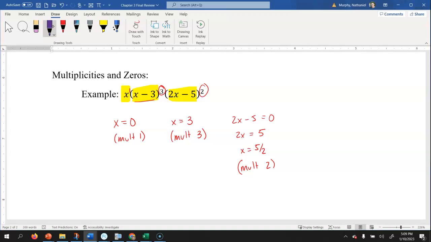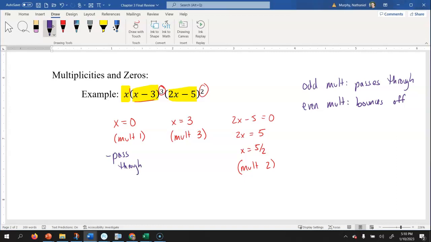Remember, if it's an odd multiplicity, so this you can put in your notes, the graph is going to pass through the point. If it's an even multiplicity, it bounces off that point. So let's look at each of these. So the multiplicity of 1, that's odd, so it's going to pass through that point where x is 0.